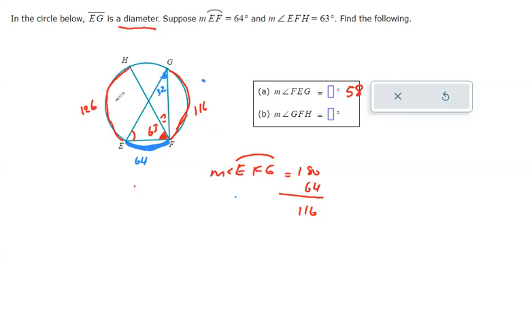And the second one, GFH, I'm going to use the same reasoning. Since EG is the diameter, you can see HG, which is my arc, is equal to 180 minus 126, which is 54 basically, and you can just subtract. And this arc, H to G, is 54, but this arc is opposite this question mark as an inscribed angle. So this inscribed angle should be half of 54, so that should be 27.